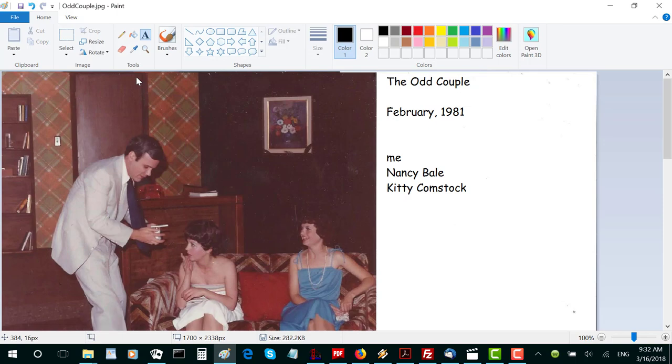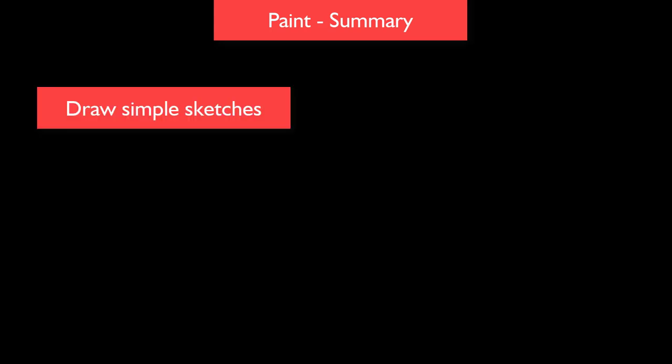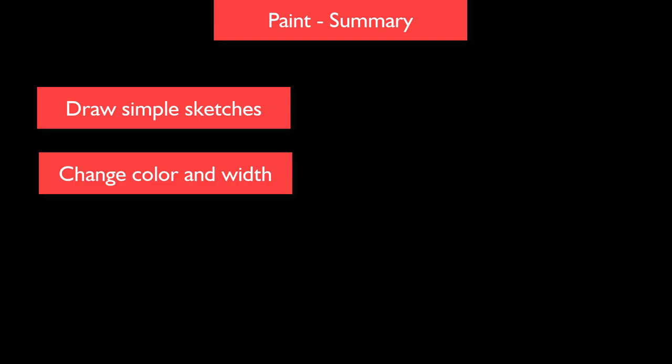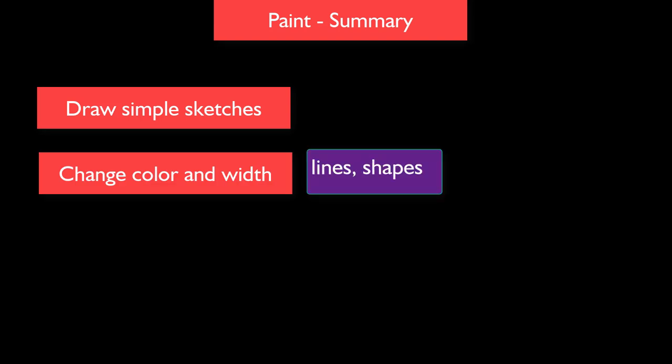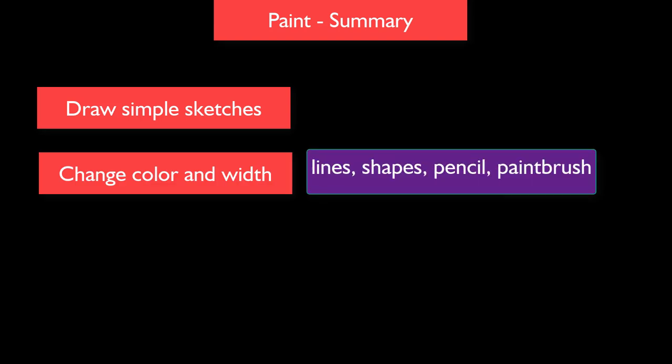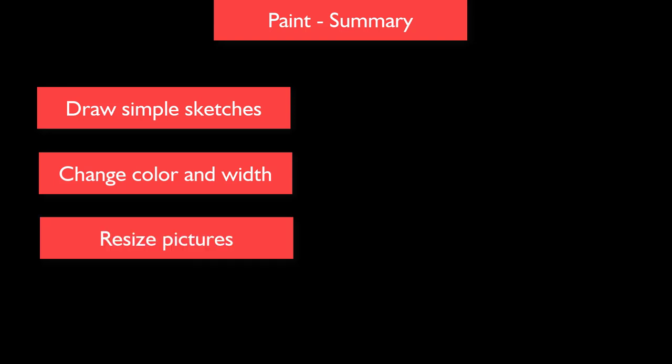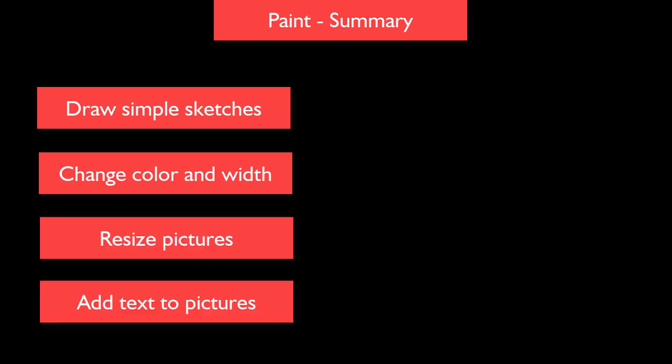And that's the process. So there you have a quick introduction to the Paint application. We've seen how to draw simple sketches, how to change color and width of lines, shapes, the pencil, and the paintbrush, how to resize pictures, and how to add text or drawing to pictures. We also saw an example of using paint to create works of art.